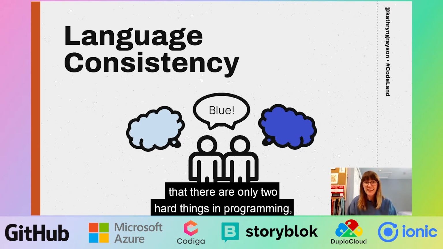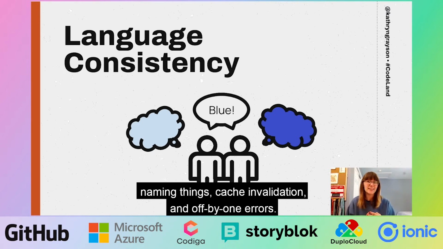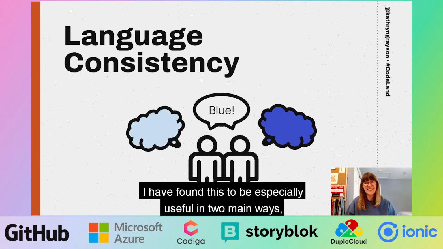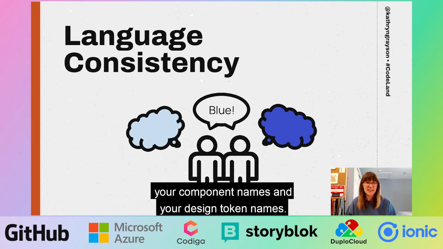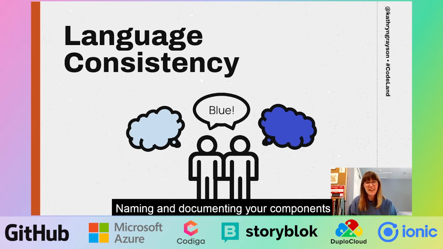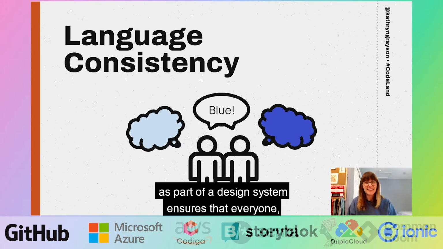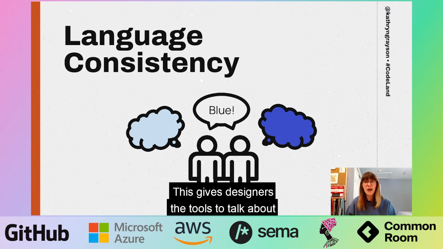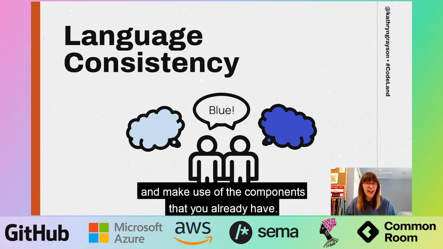You might have heard the saying that there are only two hard things in programming: naming things, cache invalidation, and off-by-one errors. But seriously, I have found this to be especially useful in two main ways: your component names and your design token names. Naming and documenting your components as part of a design system ensures that everyone, not just the devs, knows what all the components are, what they're called, and what each one actually does. This gives designers the tools to talk about and make use of the components that you already have.